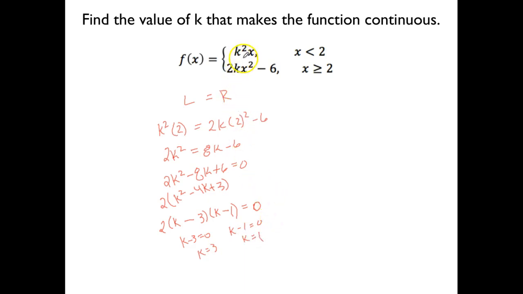So we have 2 answers, 3 and 1. For the k values here, you can either put both of them as 3, and that would make it continuous, or both of them as 1, and that would make it continuous. You can't use a 3 on one of them and a 1 on the other. That's not going to make it continuous. That's going to make it discontinuous. So we have 2 answers in this case. k can either be 3 or 1.